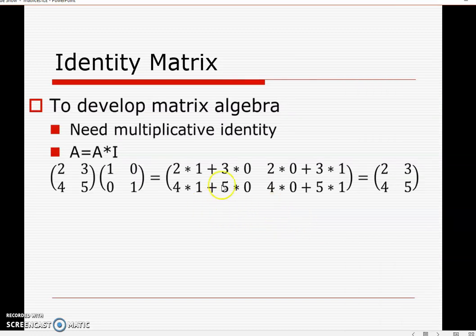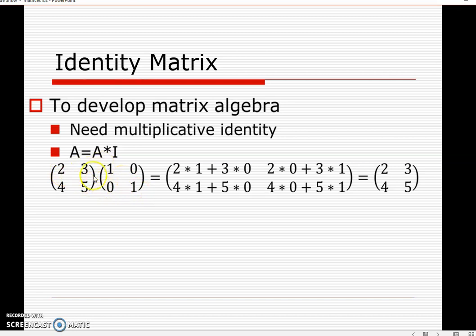Now, to develop the matrix algebra that we're going to use to solve systems of equations, we have to understand the equivalent of the identity element. The identity element for multiplication is 1. It's whatever you multiply a number by and get yourself back. The equivalent for a matrix, because of how we define the multiplication, is 1's on the diagonal, 0 everywhere else.